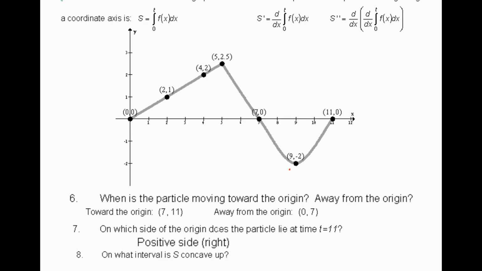And on what interval is S concave up? Okay, so that's going to be pretty easy to figure out because, again, S is my position. So I'm going to be saying that it's going to be the derivative of the graph. So when do I have my acceleration, or the slope of what is graphed there, being positive? It sure looks like it's between 0 and 5, and then from 9 to 11. And we've got that in there.